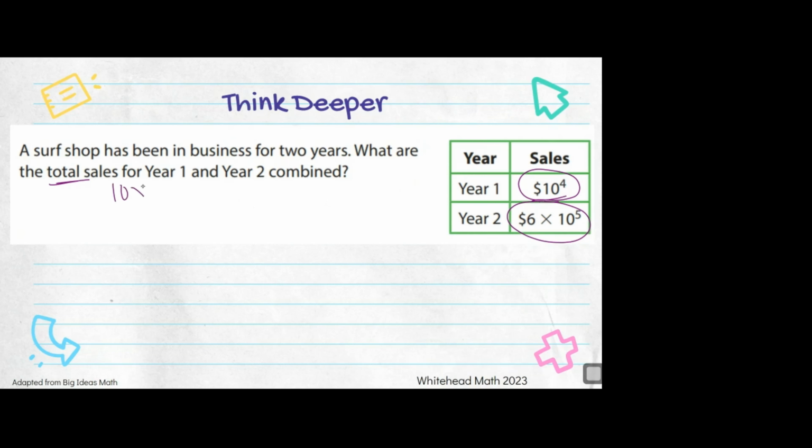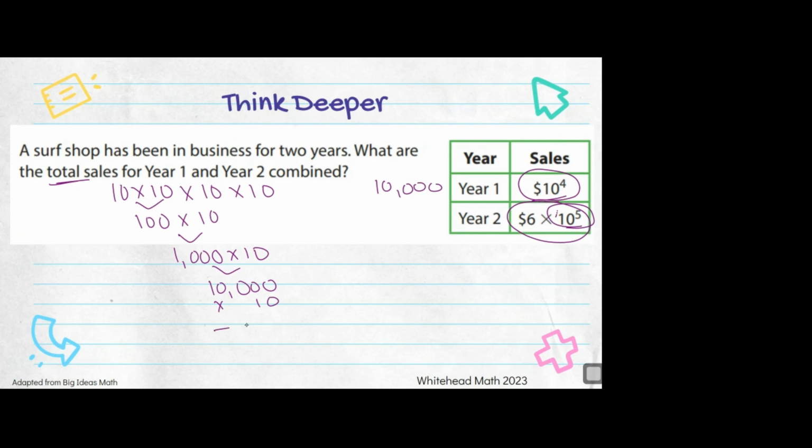Okay, so 10 × 10 × 10 × 10. Well, 10 × 10 = 100. 100 × 10 = 1,000. And 1,000 × 10 = 10,000. So that's year 1. Year 2. So we've already figured out 10,000 is up here. And that's 10^4. But now it's asking 10^5. So let's multiply one more time. 10,000 times 10. Well, that is 100,000.